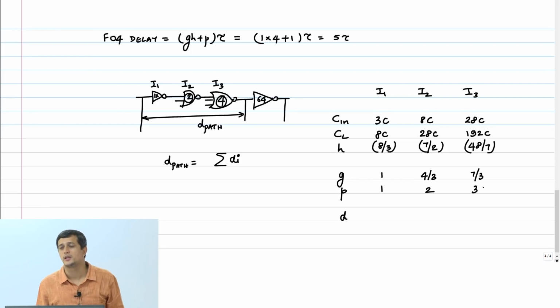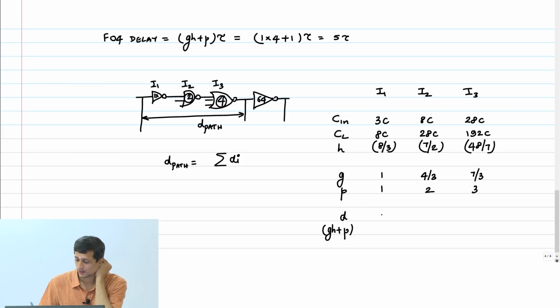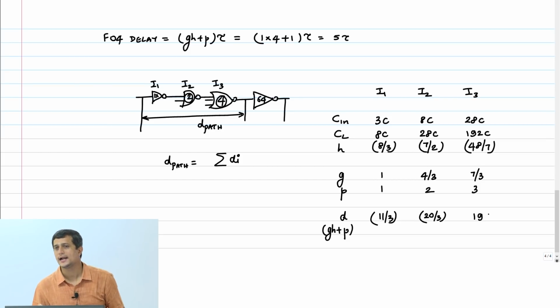So, can you now calculate the delay, which is basically GH plus P. What is the answer? For the inverter, 11 by 3, yeah. For I2, NAND 2, 20 by 3, and for NOR 3, 19, okay. So you add this and you will be able to get an estimate for the path delay, okay.